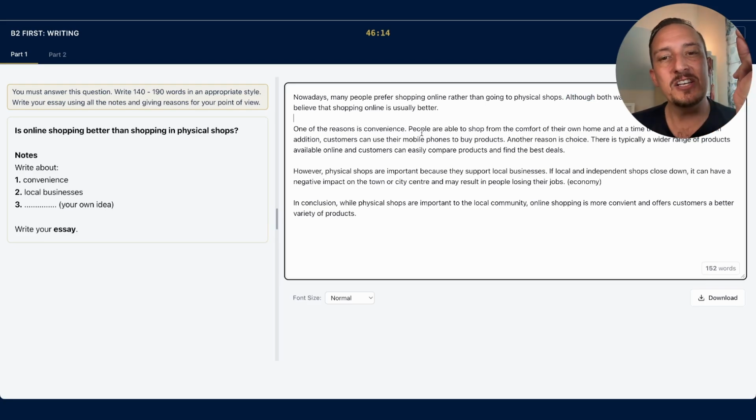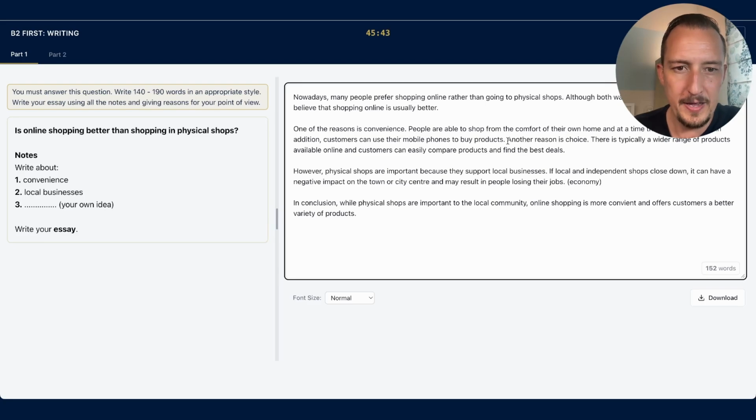Nice. It's a nice short sentence. It's very punchy. It grabs the reader's attention, which I quite like about short sentences. So don't worry if you do have one or two short sentences, because it sets up the tone and the engagement of the essay really nicely. So people are able to shop from the comfort of their own home and at a time that is best for them. Perfect. In addition, customers can use their mobile phones to buy products.